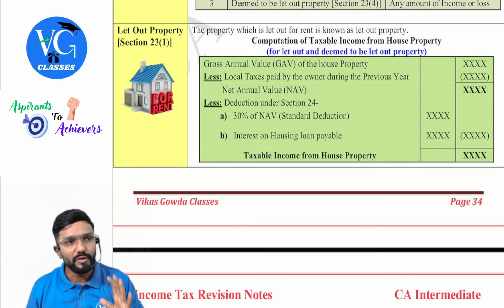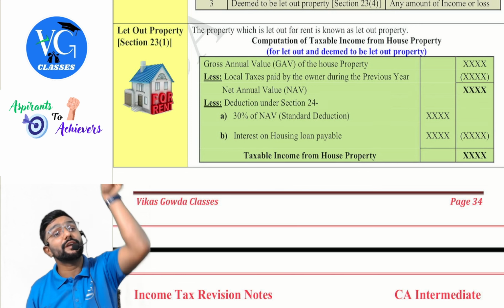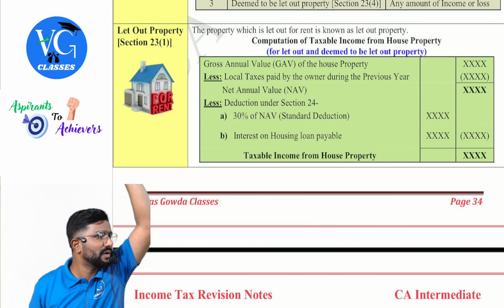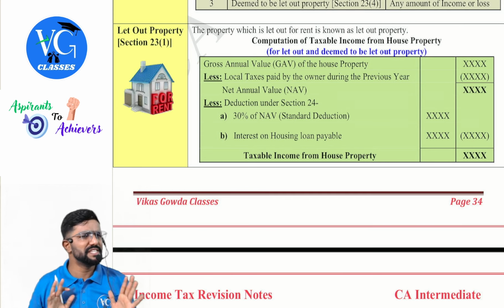So finally, we will derive the income from house property, guys. This is what will form part of the total income calculation. Format is easy, understood.